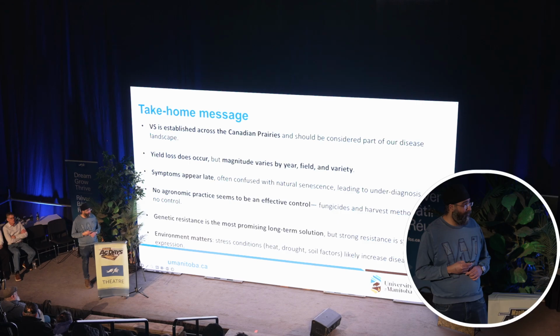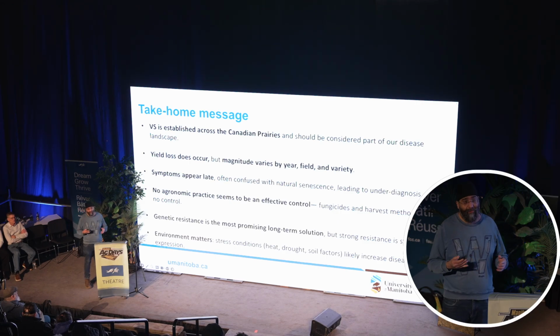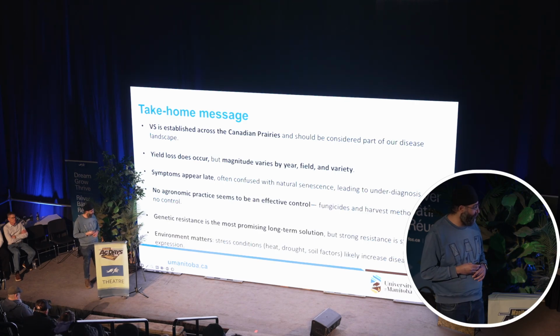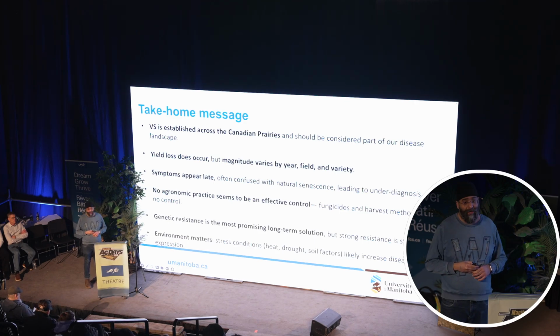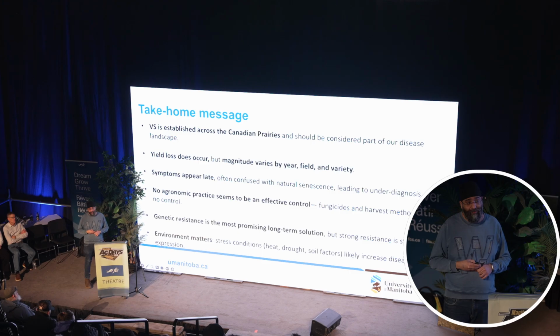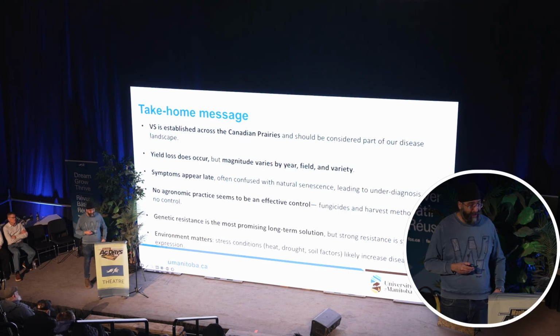Genetic resistance is the most promising, and we are happy to report that we have found some good sources, and we are working hard to bring these sources to the industry and to the breeders so that these can be incorporated into the varieties which you grow on your farms. And of course, the environment matters. Stress conditions, drought, heat, and soil factors are likely to increase the disease, and it's going to stay here for a while.